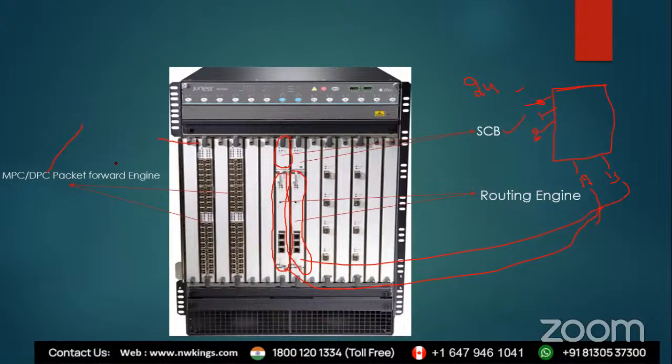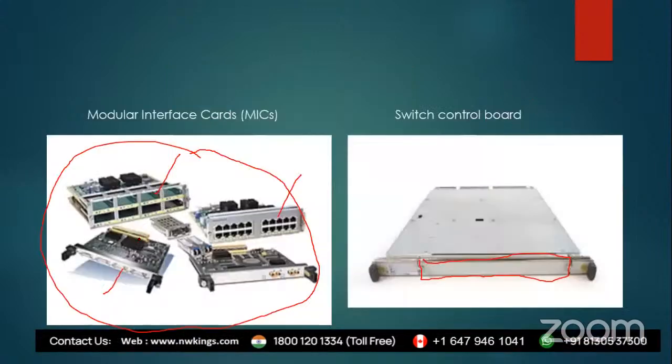It is a fixed one. See, these DPC cards also have interfaces, but the interfaces are inbuilt. So you have to buy the line card where either all have Ethernet ports or all have SFP ports. That flexibility is not there in DPC. In MPC, you have this flexibility. You can install either an Ethernet MIC card or an SFP MIC card.